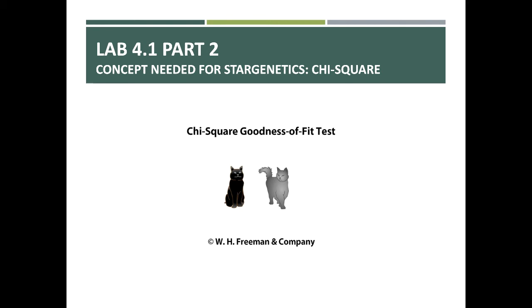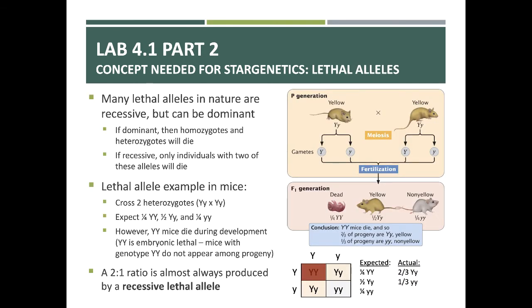One of those is using the chi-square goodness of fit test. In class, we just call this the chi-square test. Now, in class, we also talked about lethal alleles. I'm not going to go over this slide because we've done this in class. This is also a figure from your textbook.